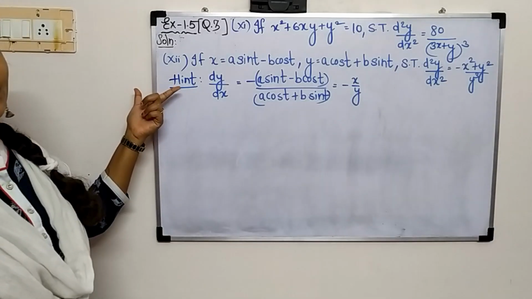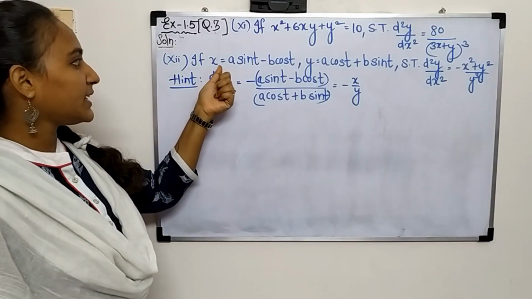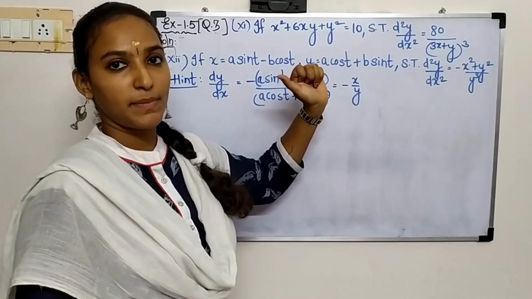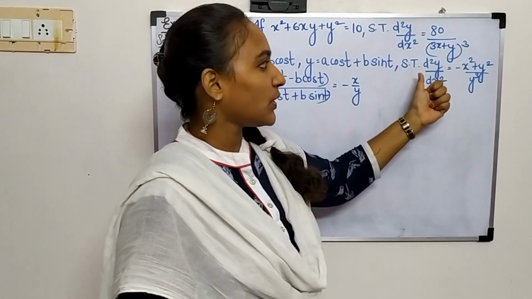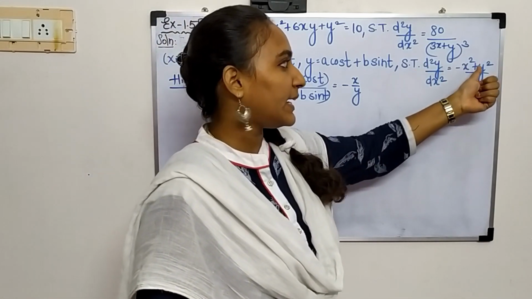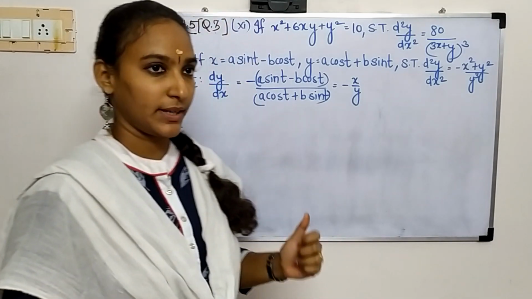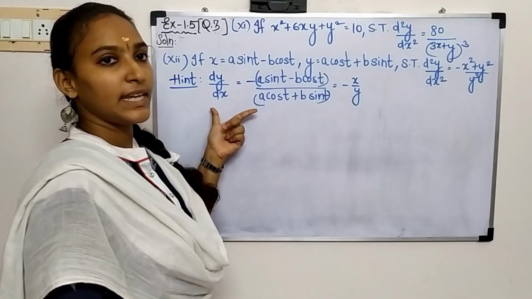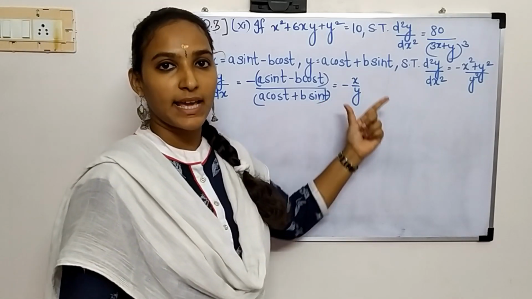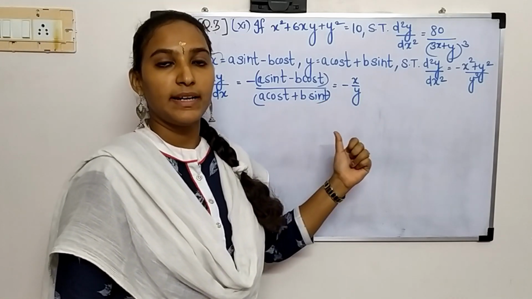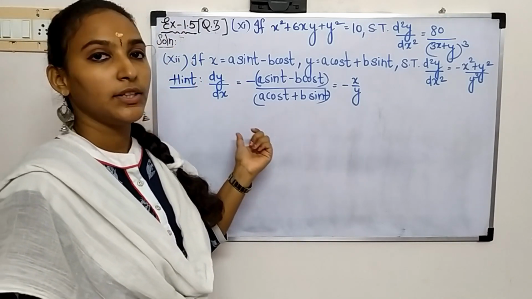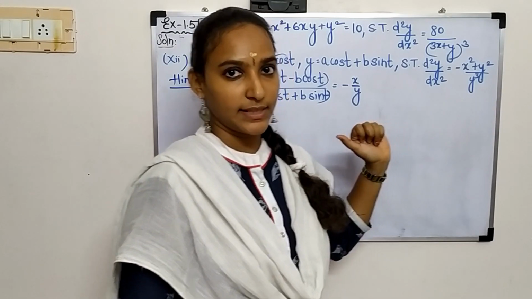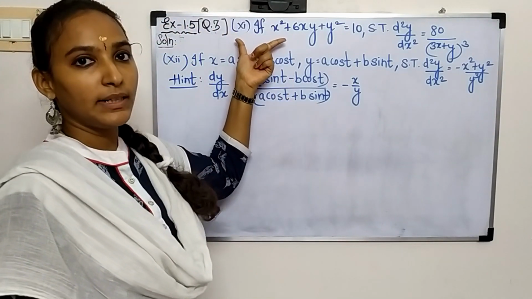Okay, see question number 12. If x equal to a sin t minus b cos t, y equal to a cos t plus b sin t, show that d square y upon dx square is equal to minus x square plus y square upon y cube. So this question is very easy to solve. When you find dy by dx, it will become minus x upon y. Then you find d square y upon dx square using u upon v rule. Then you will get the answer like this. Okay, I will solve question number 11 now.